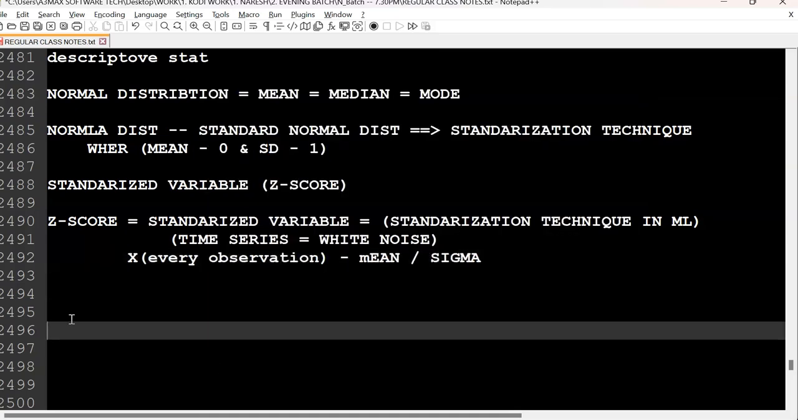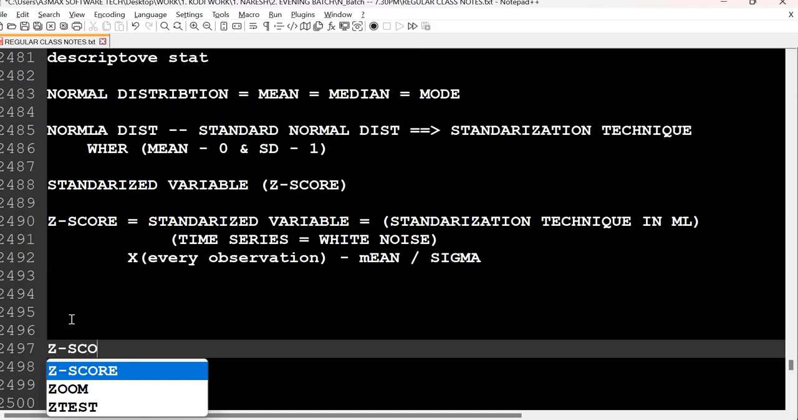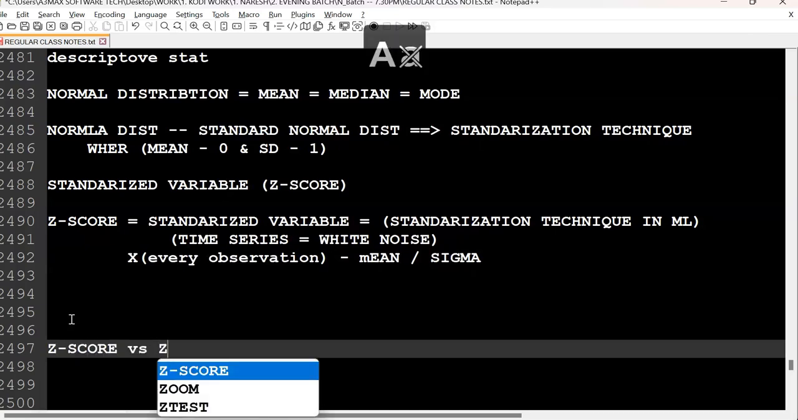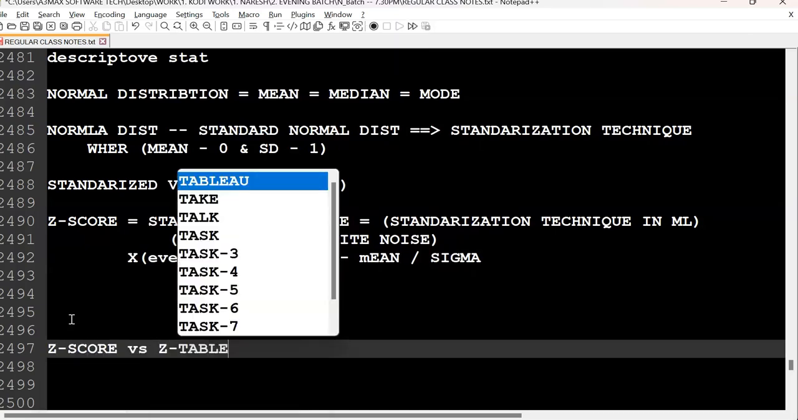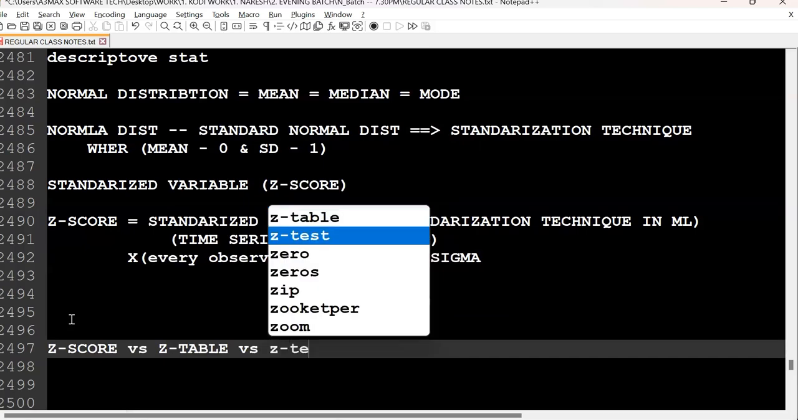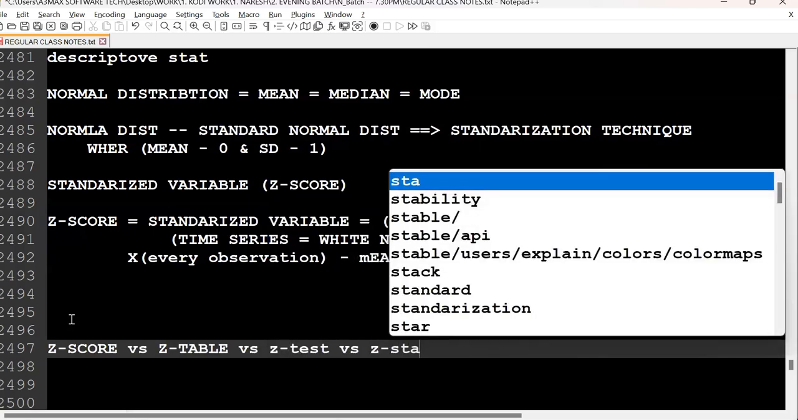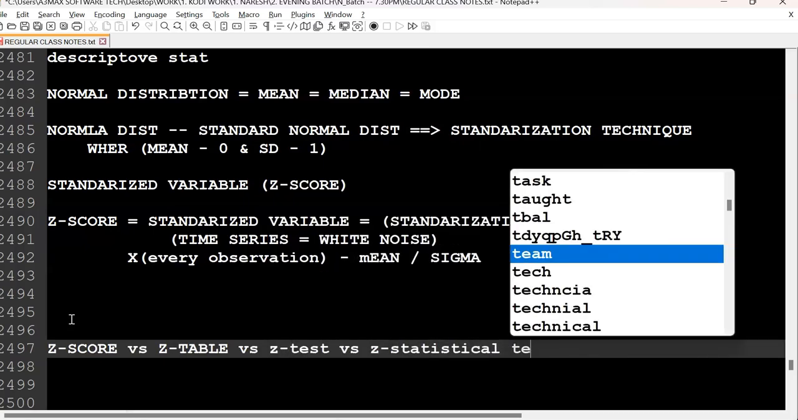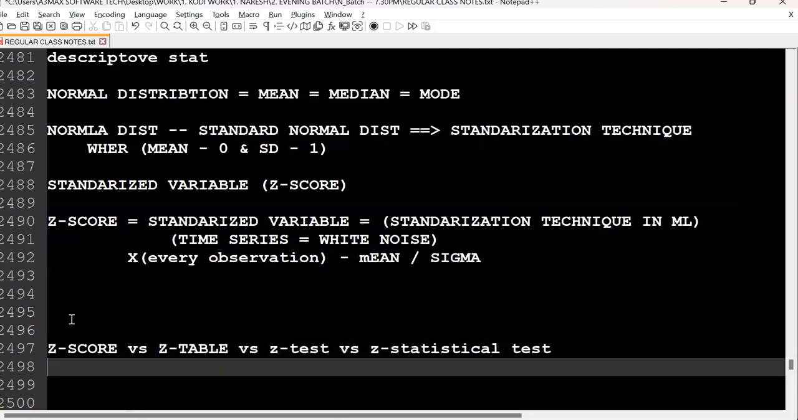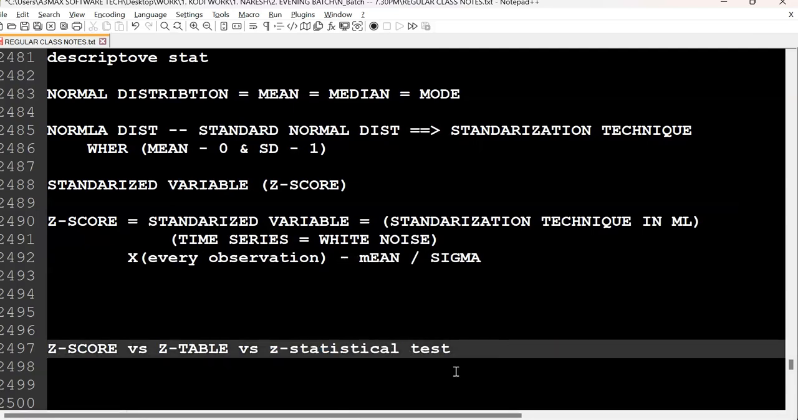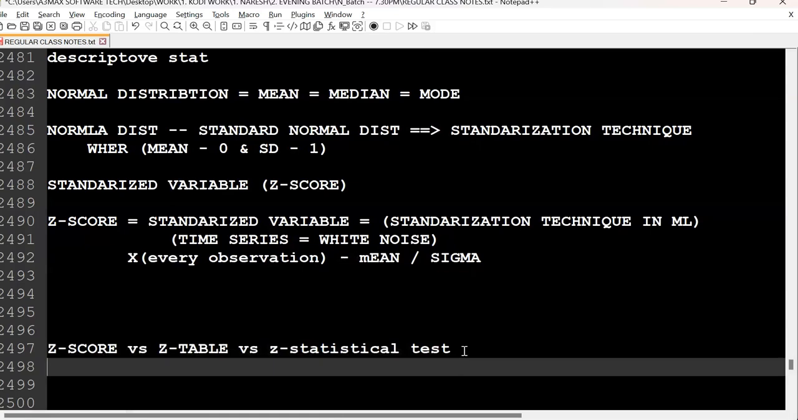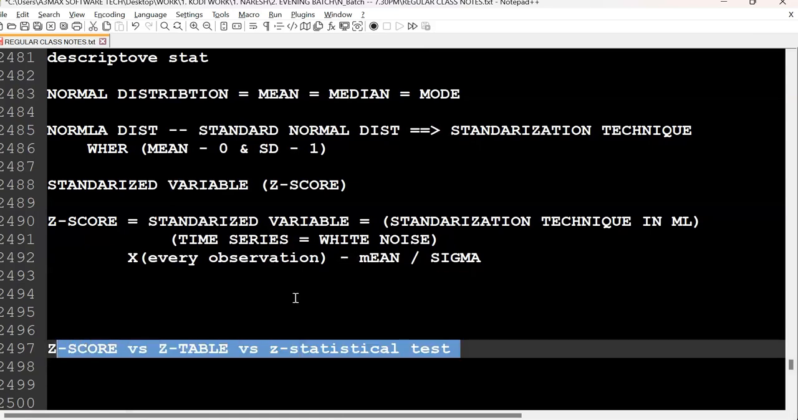Now the interview question: what is the difference between Z-score versus Z-table versus Z-test versus Z statistical test? These are three questions, and these are interview questions, guys. Anyway, we'll get back to this now.